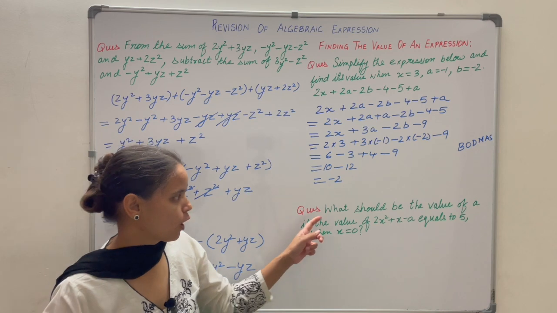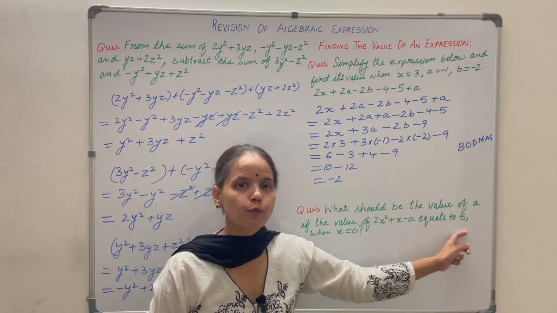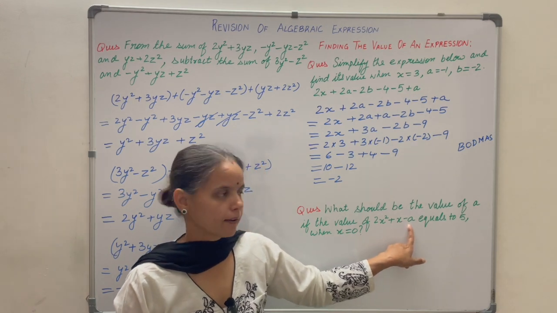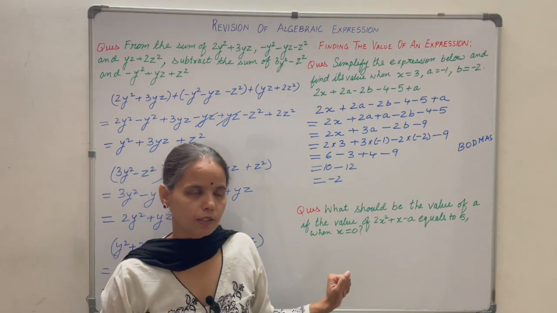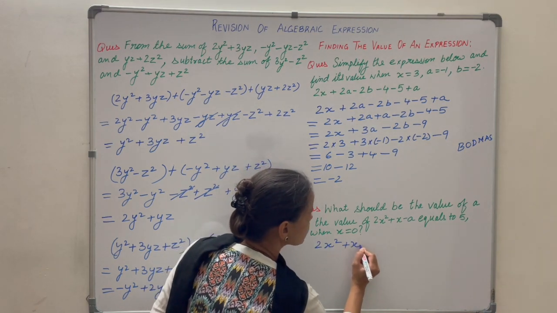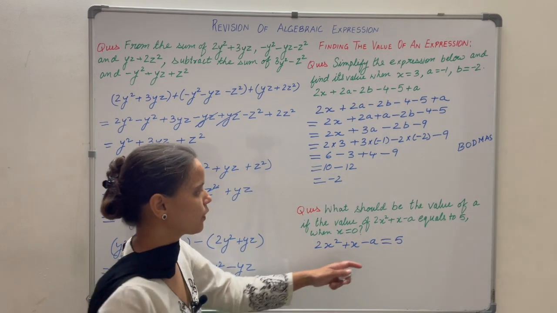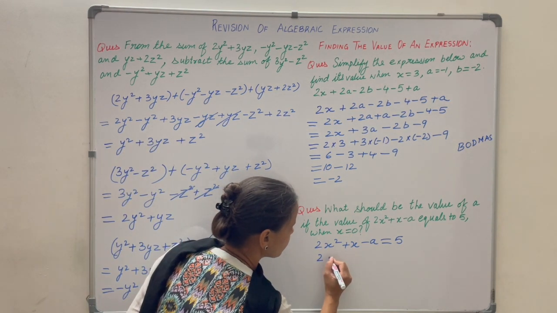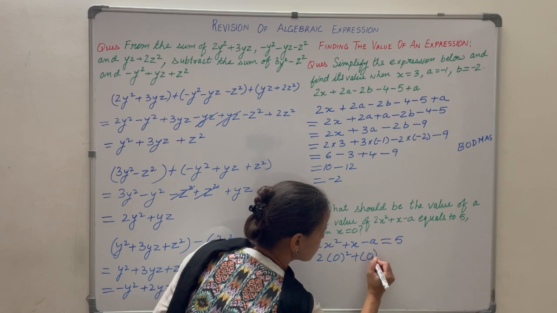Now let us take this question. What should be the value of a if the value of the expression this equals to 5 when x is equals to 0? So here you need to find out the value of a when this expression is equals to 5 and it is also given that x is equals to 0. So let us write it down. So 2x square plus x minus a equals to 5. So you have to find out the value of a when x is equals to 0. So you just need to replace the value of x here as 0. So I am just replacing the value of x as 0.